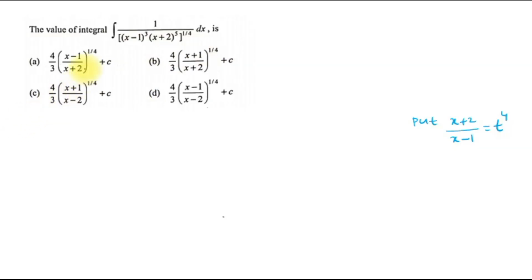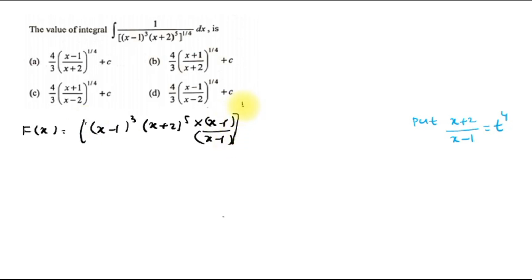Hello dear student, this is your question. So first of all, we assume that f(x) is equal to (x minus 1) to the power 3 into (x plus 2) to the power 5. Here we multiply the numerator by (x minus 1) and also divide it by (x minus 1) to the power 4. So here we see that (x minus 1) to the power 3 into (x minus 1) is equal to (x minus 1) to the power 4. So the fourth root is taken outside, we get x minus 1.